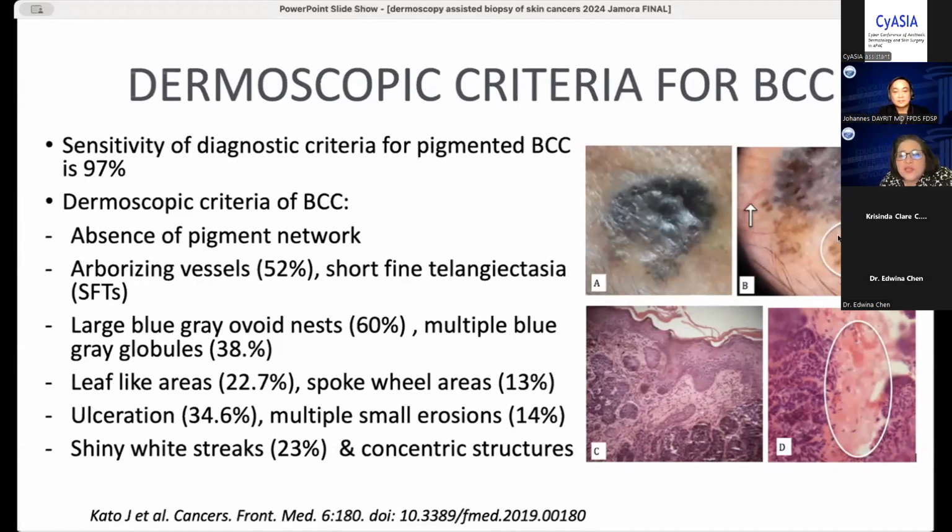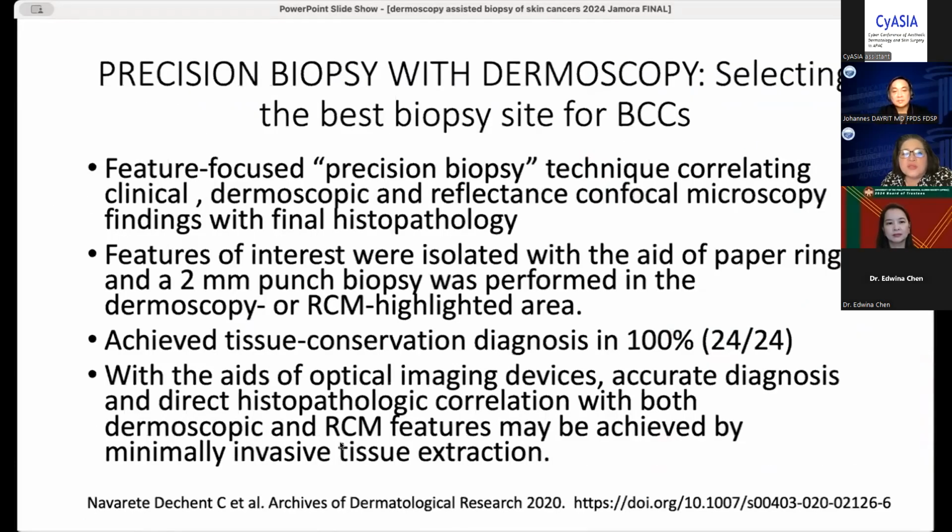The leaf-like and the spoke wheel areas here are more related to superficial basal cells. So I would recommend that if you do a biopsy, do it on the blue-gray ovoid nest areas, okay? Try to avoid the ulcerated and small erosion areas, but those also have high dermoscopic criteria sensitivity. And Johan also talked about shiny white streaks and concentric structures, which are newer criteria for basal cells.